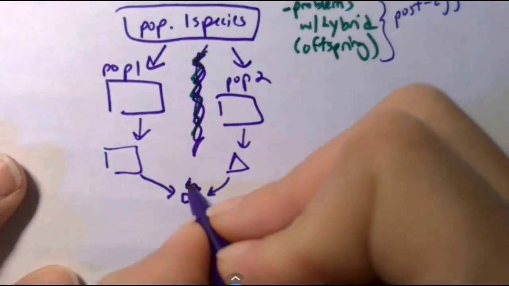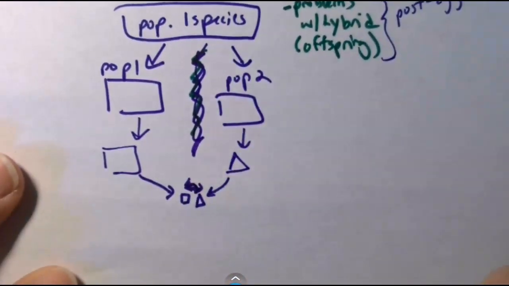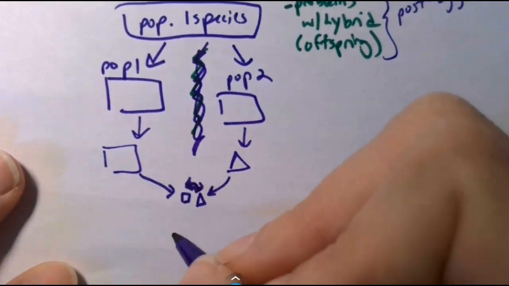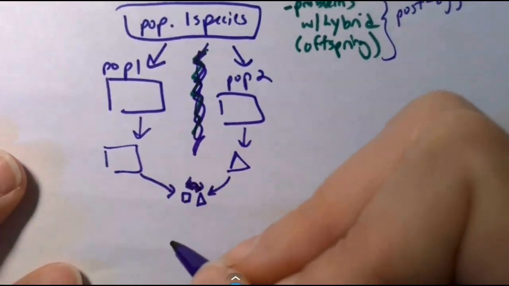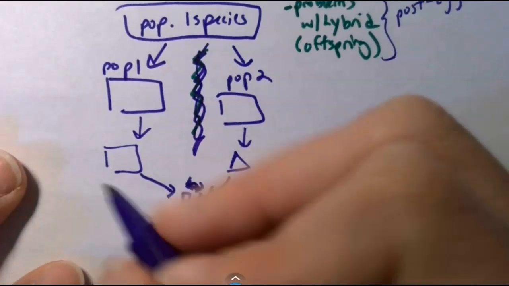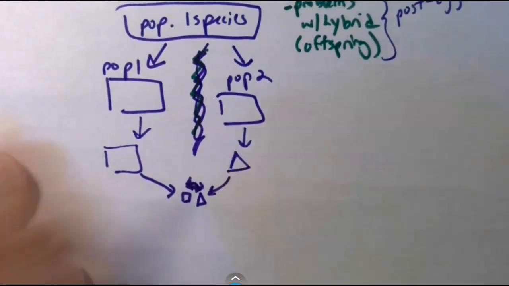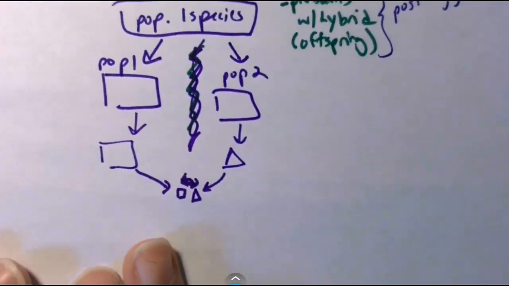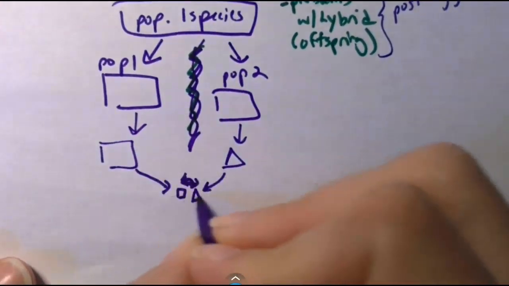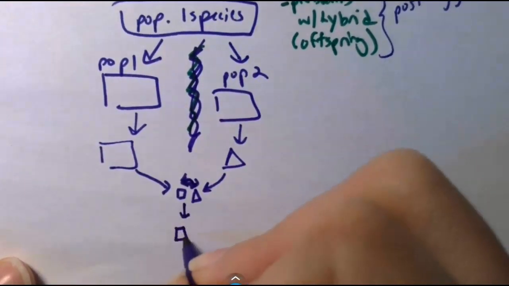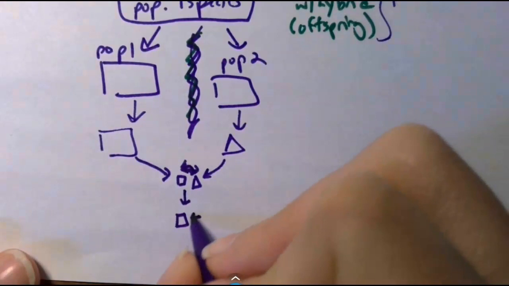Maybe when these two meet up again, there's another prezygotic barrier. Like, I don't know, their shells don't fit together if they're insects or something. Whatever. So prezygotic just means the sperm and the egg can't unite. But let's say for some reason these two get together and they're able to mate and produce an offspring. This offspring is the hybrid.